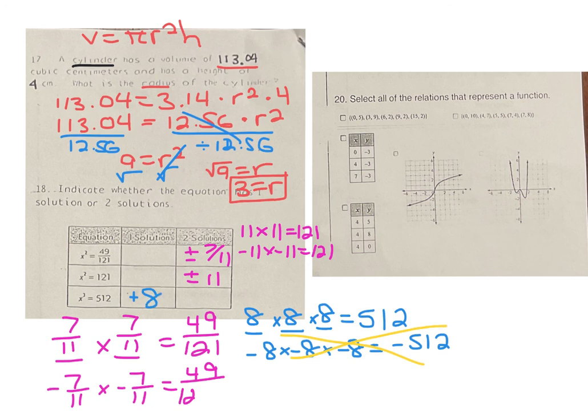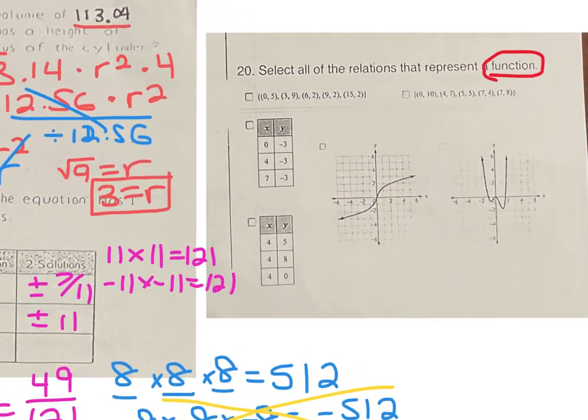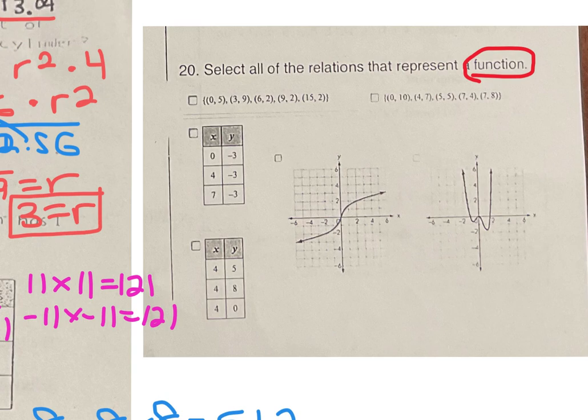Our last question on the quiz, number 20, is selecting all the relations that represent a function. Recall that if something is a function, that means each input has exactly one output. So as I take a look at these first ones, the first thing I'm going to do is take a look at all the x values. And in that case, since all the x values are different and they each have their own y, that therefore is a function.